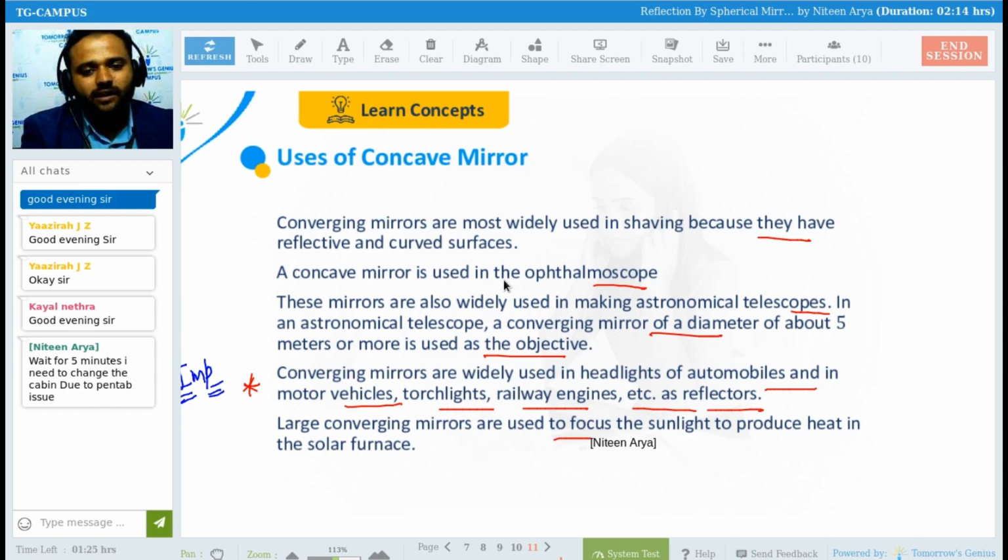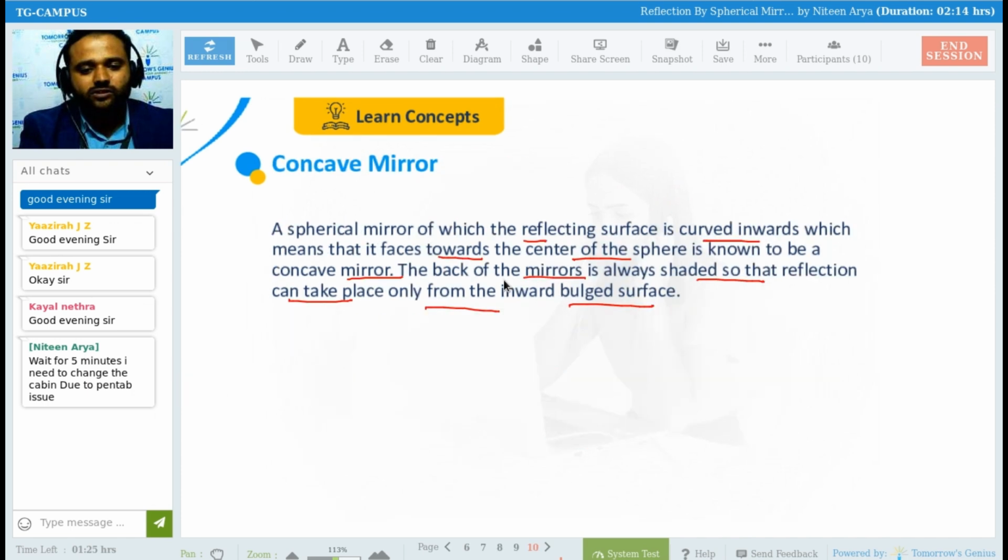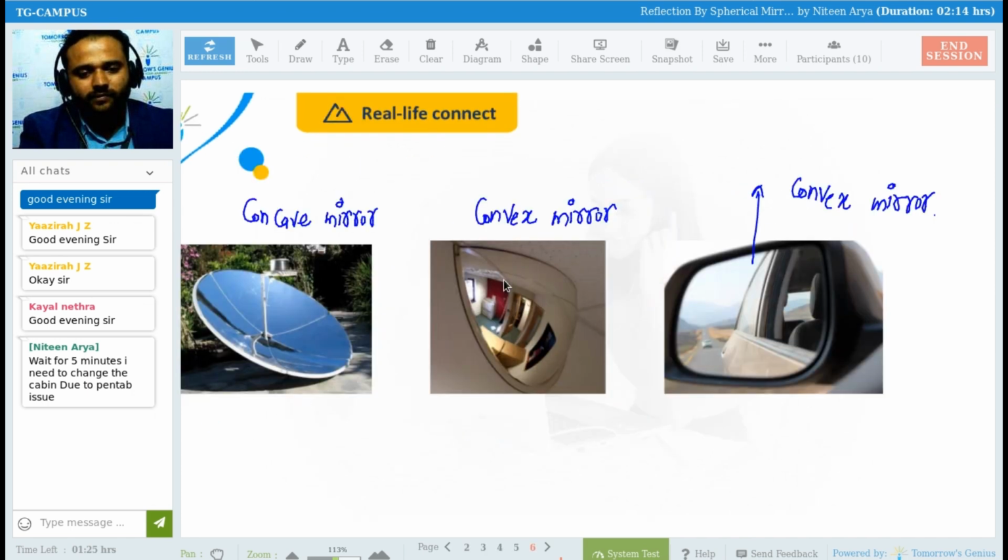Large converging mirrors are used to focus the sunlight to produce heat and in solar panels. This is your solar furnace also. As you can see, a large concave mirror is going to capture more and more light, and when they capture more and more light, they convert more and more solar energy into heat energy. So that is the use.